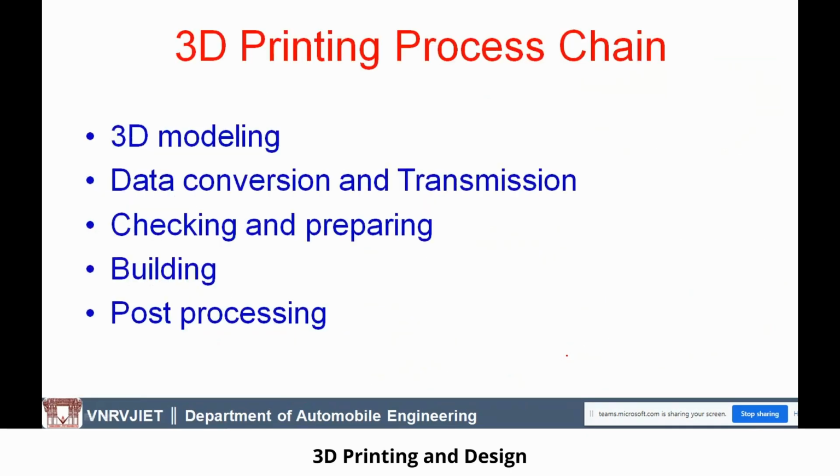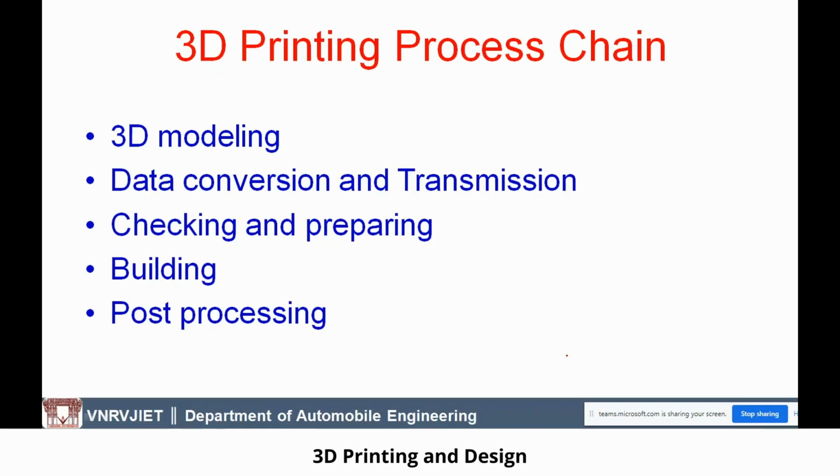So I just said a 3D printing process consists of several steps. Just now we discussed the process, but how the process takes place in different steps we'll see now. First, we require a 3D model, and that 3D model we need to convert into STL file format. Okay, and then after converting, we have to check and prepare it.